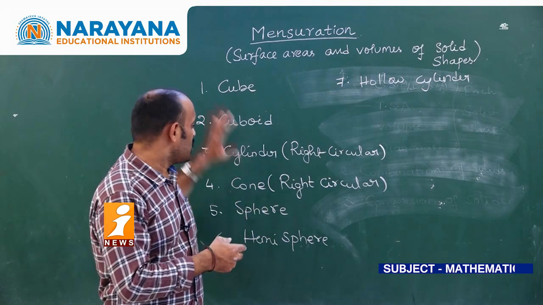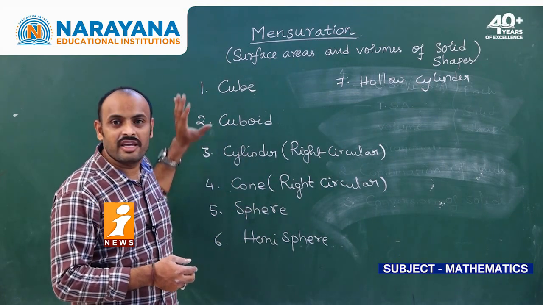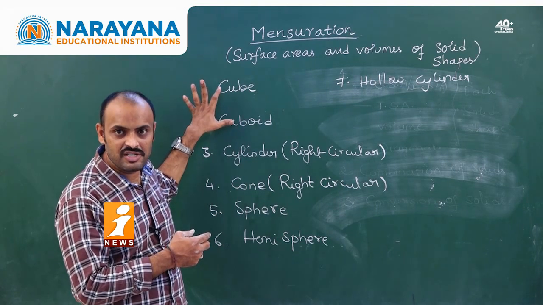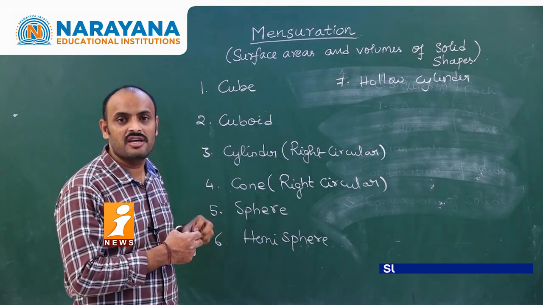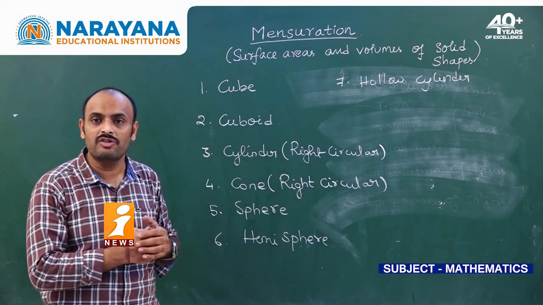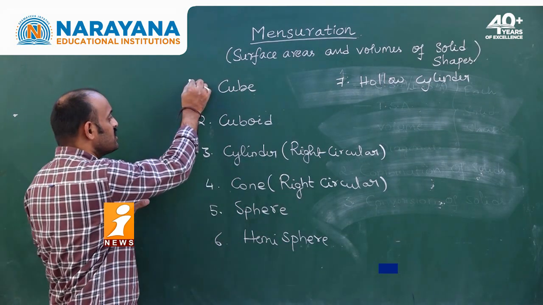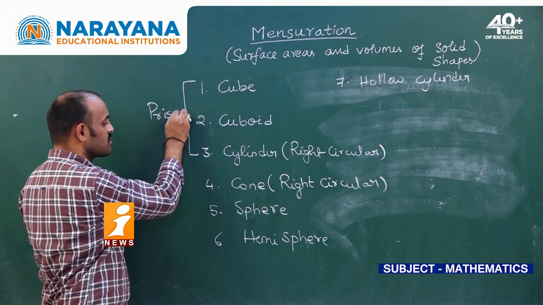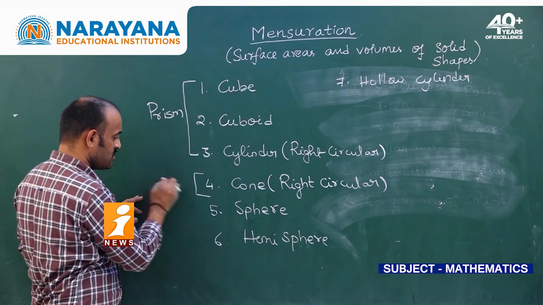If it is a cone, we have to assume that it is a right circular cone. Now, keeping all these 7 in mind, let's see what is CSA or LSA, lateral surface area or curved surface area, next total surface area, next volume, and then diagonal of each solid we are going to find. These 3 come under prisms, and this is a pyramid.